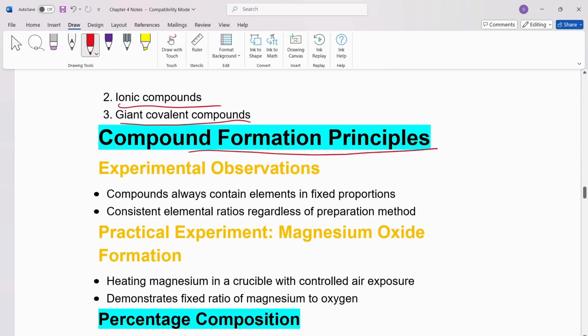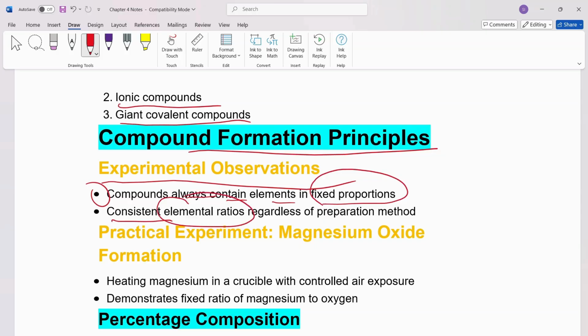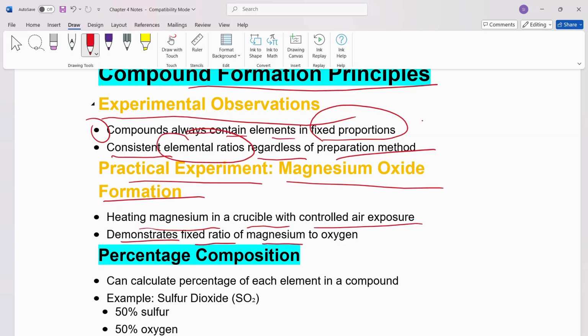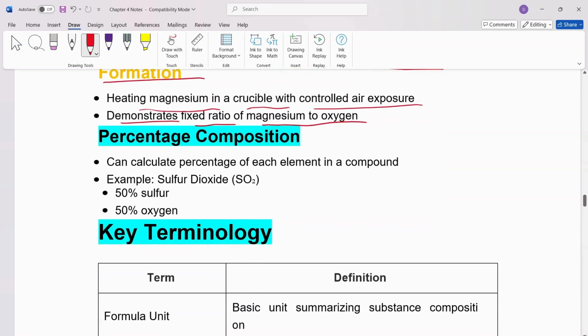Compound formation principles. Experimental observations include that compounds always contain elements in fixed proportion, consistent elemental ratio, regardless of preparation method. Practical experiment, magnesium oxide formation in a laboratory. Heating magnesium in a crucible with controlled air exposure demonstrates fixed ratio of magnesium to oxygen.